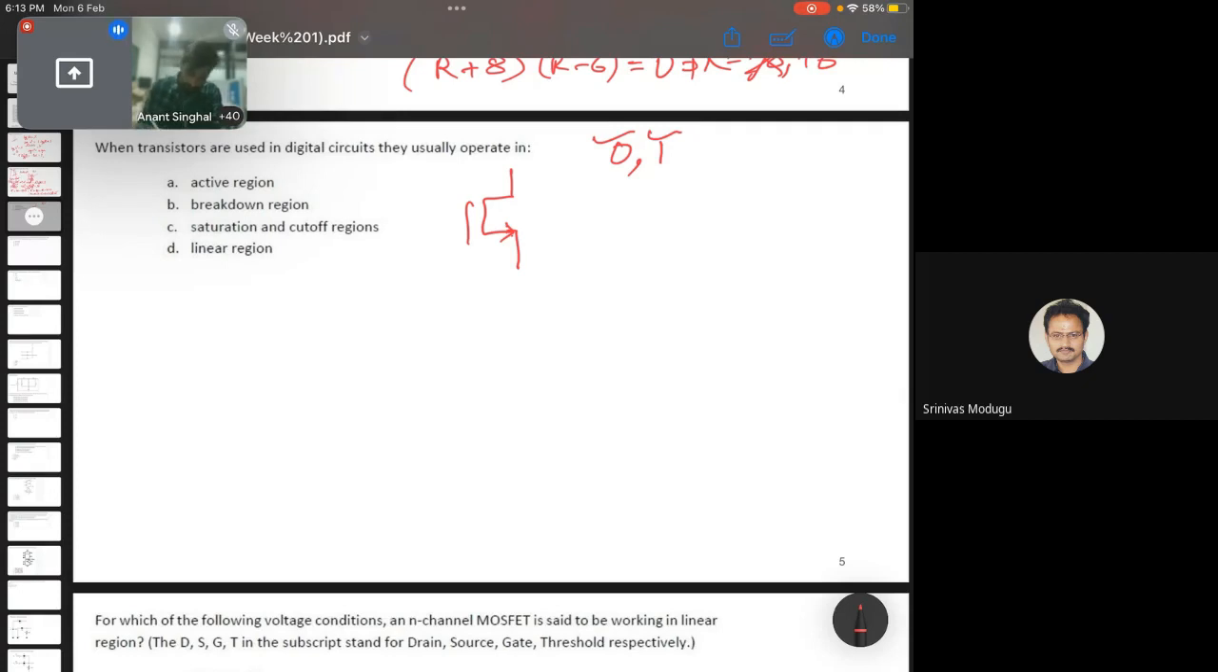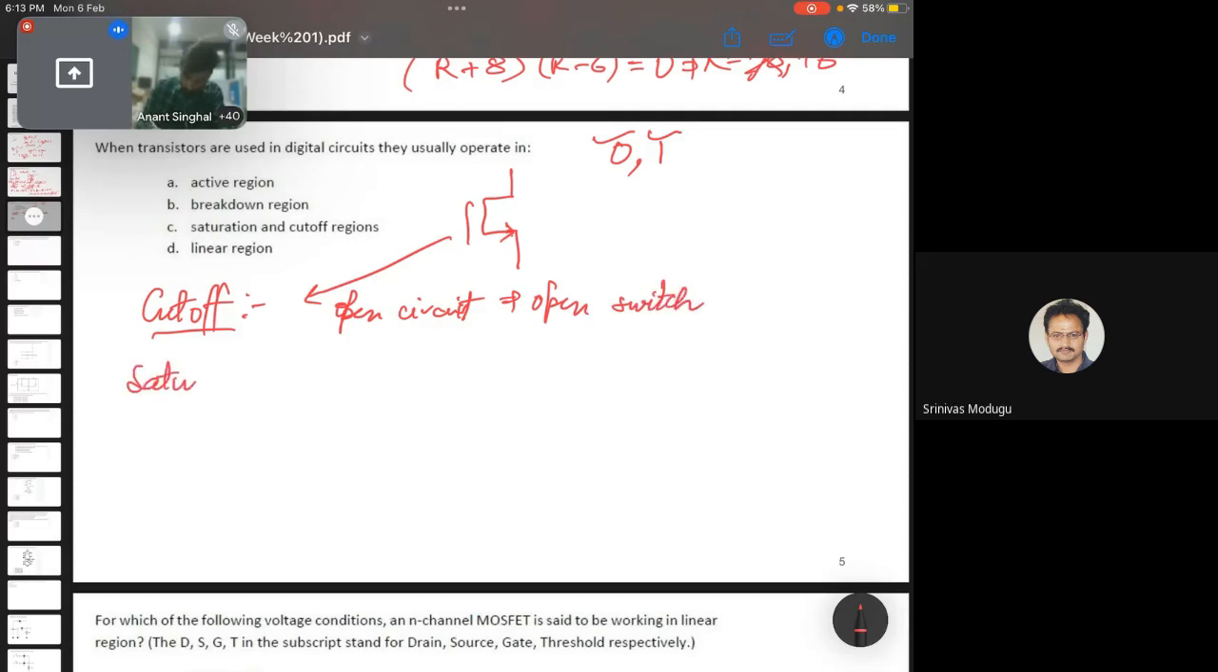We know that when a transistor is in the cutoff region, this implies the transistor acts as an open circuit. So this is nothing but an open switch. And when this transistor is in saturation, we know it acts as a short circuit. I'm talking about an ideal transistor right now. I'm not even talking about MOSFETs, just a general transistor. So it acts as a closed switch. These are the two regions that we are interested in.